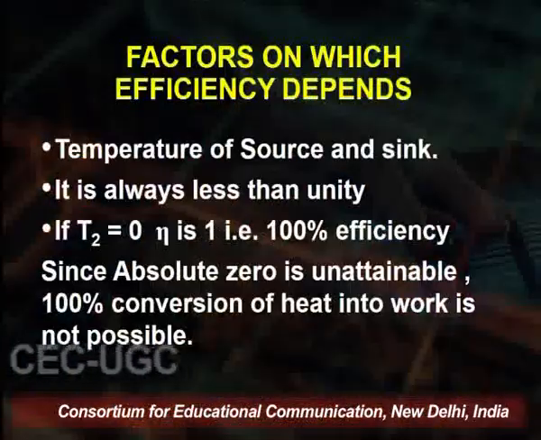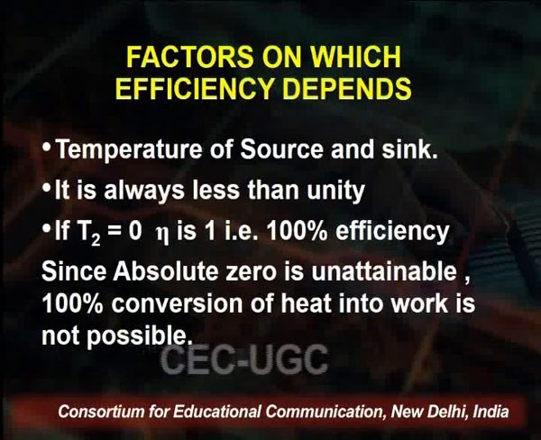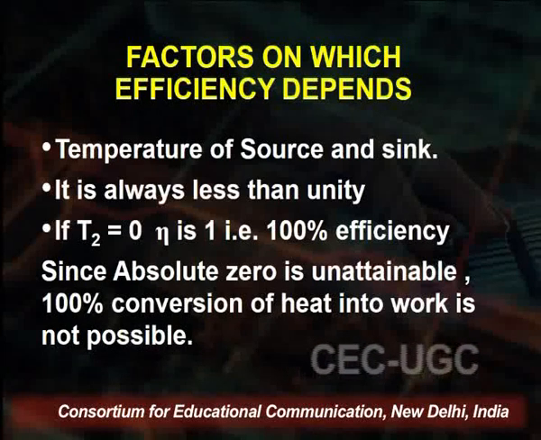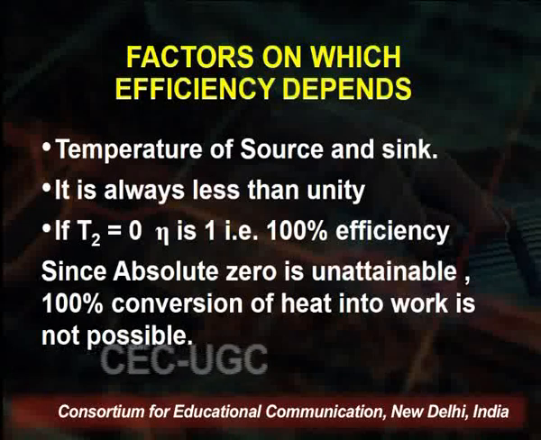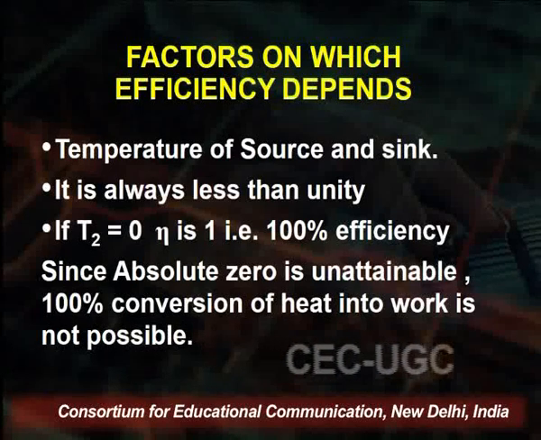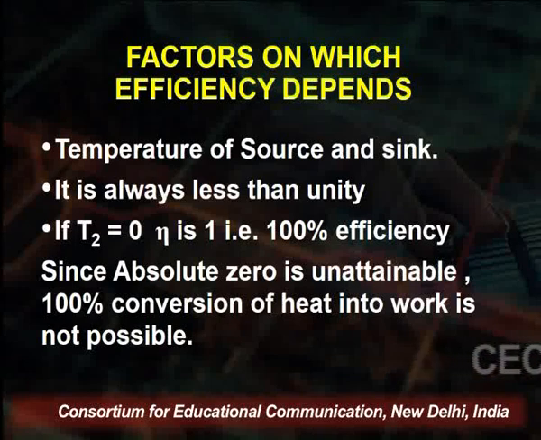Here T2 is the temperature of the sink and T1 is the temperature of the source. So you can see the factors on which the efficiency of a Carnot cycle depends. It depends upon the temperature of source and temperature of sink. It is always less than unity. If T2 is equal to 0, eta is 1, that is 100% efficiency. But it is not possible because absolute 0 is unattainable. So 100% conversion of heat into work is not possible.